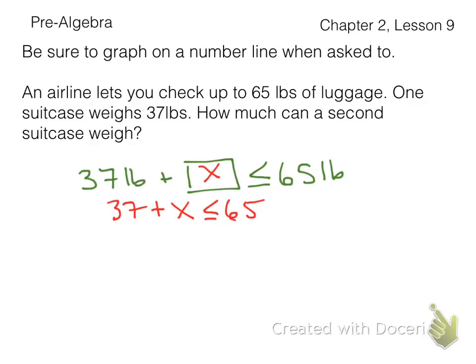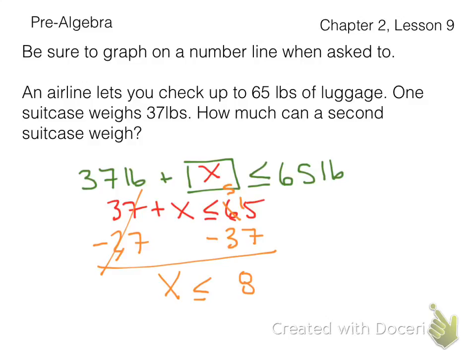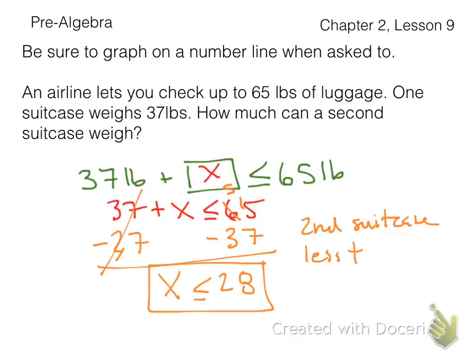I'm going to solve it the same way I solved the problems on the previous slides. I'm going to subtract so I can get the variable by itself, because again, our mission is to get the variable by itself. That cancels out. X is less than or equal to, I got to do some quick math real quick. There we go. So that would be 28. So we can take any second suitcase that is less than or equal to 28 pounds.